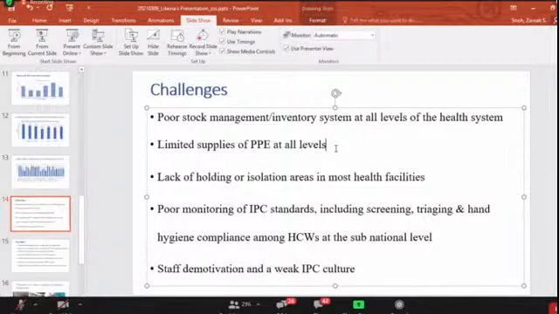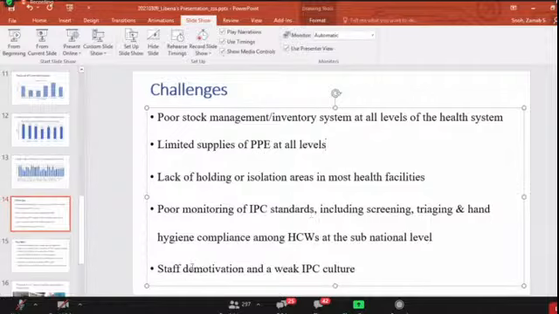Isolation holding area is limited at healthcare facility level. We still need more of that to be erected. Poor monitoring of IPC standards. Right now, the knowledge and skills are there, but to visit the various facilities needs logistical support. At the moment, the various county health teams are struggling to see how they can have logistical support to continue monitoring and evaluation at the various healthcare facility level.